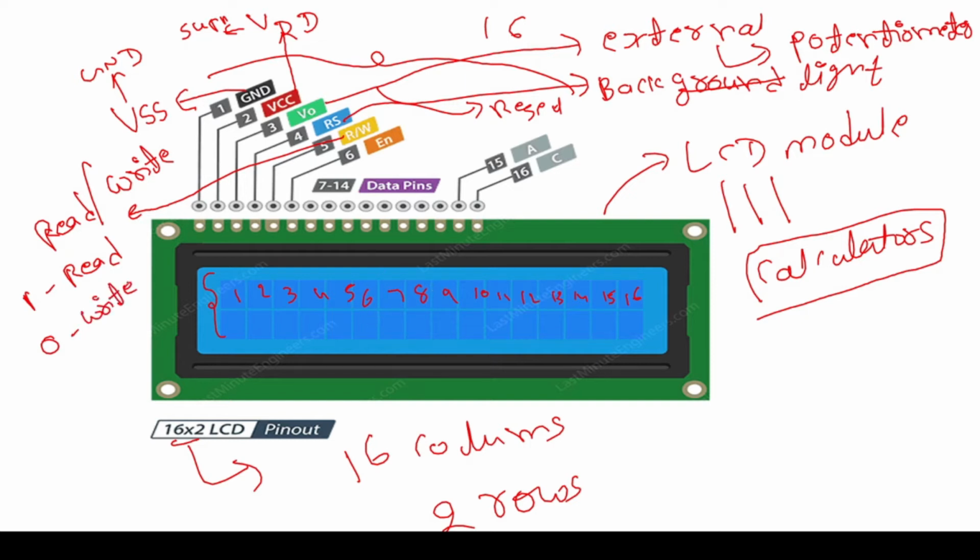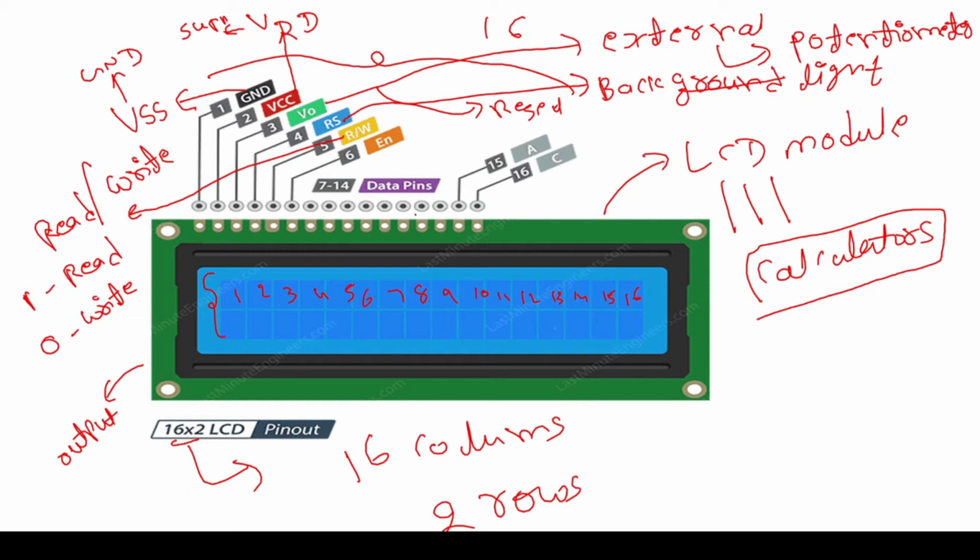In our tutorial today we are going to display the data, that means we are using the display as an output device. When we are using it as an output device, we are going to write the data and display it on the LCD display. So I am always making RW 0 so that I can write the data and display it on my LCD display.